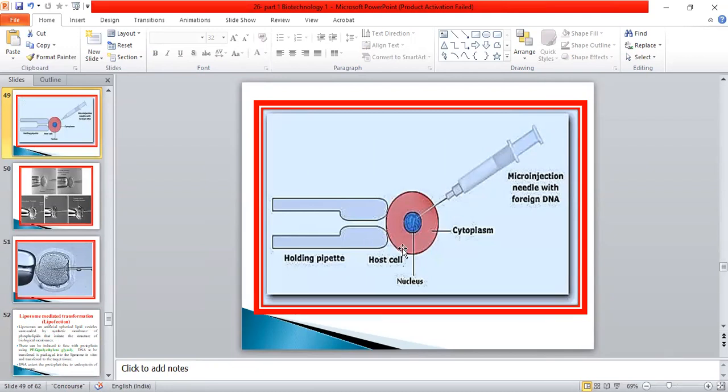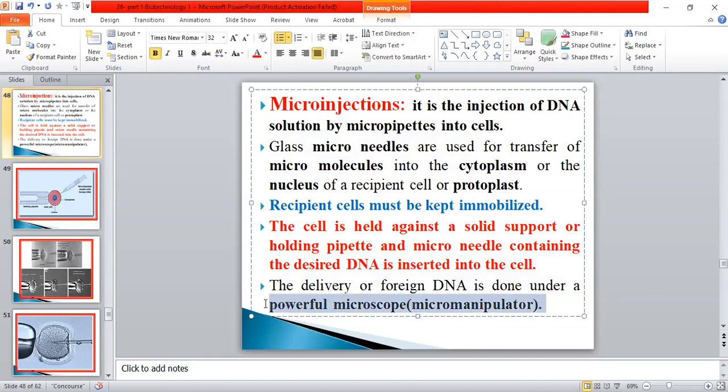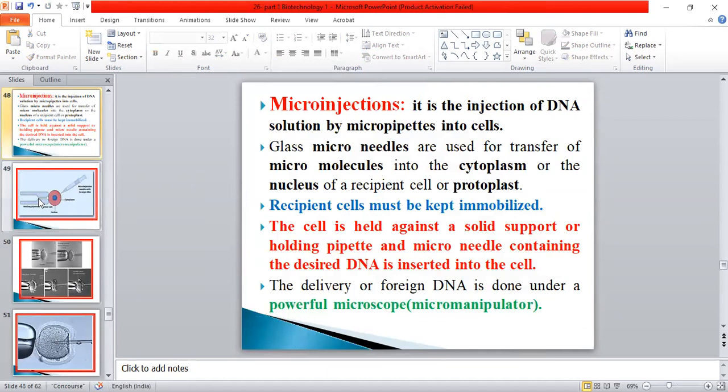This is called the host cell. The nucleus is also visible. These are all examined under the microscope only. Which microscope? A powerful microscope with a micro manipulator. Don't forget, my dear. It can be visible in nature. That is very, very important. Powerful microscope. So after that, what happened?